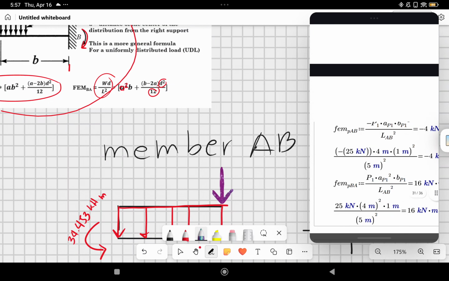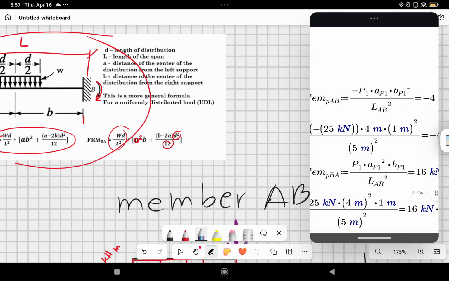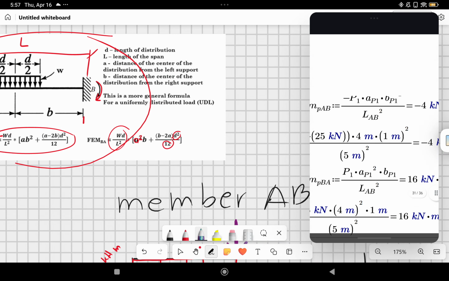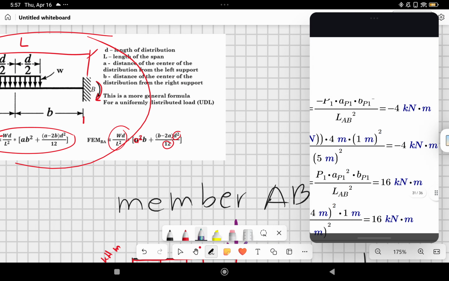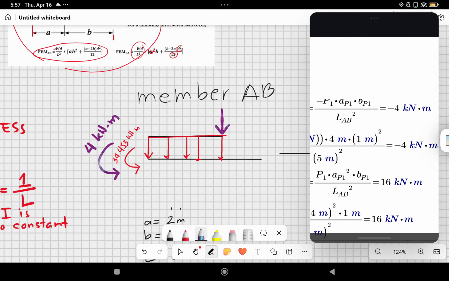Pero substituting, nalalagyan lang natin ng negative sign. 25 kilonewton yung ating concentrated force, and A natin is 4, B natin is 1. So that is PAB squared over L squared or PB squared A, di ba? So pares lang naman yung PAB squared at PB squared A over L squared, that is 5 squared. So nakuha doon is negative 4 kilonewton meter. So yung negative 4 na yon is produced by the concentrated. Okay? So yun yung nangyari.